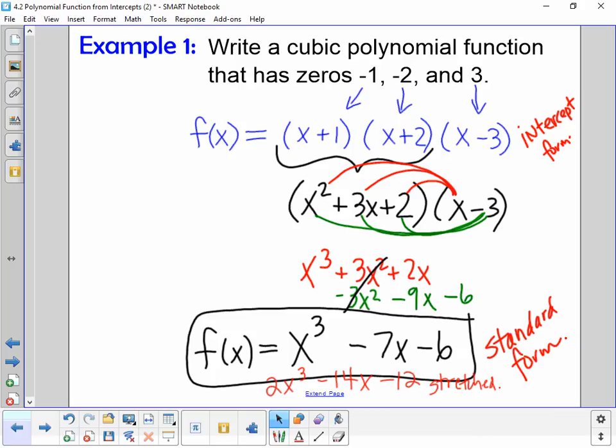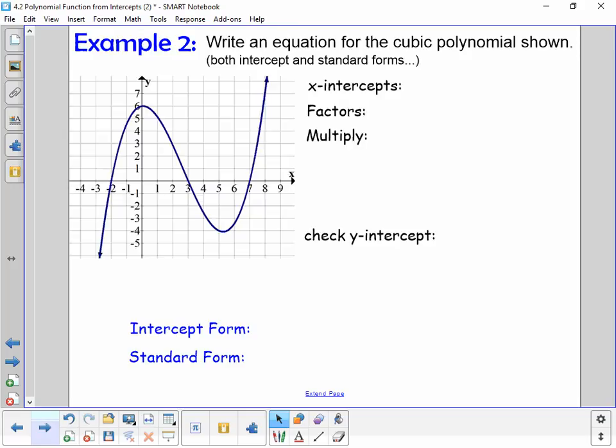But sometimes we don't have a choice. Like on this one, we did have a choice. We could have stretched it if we felt like it. This one, we don't have a choice.